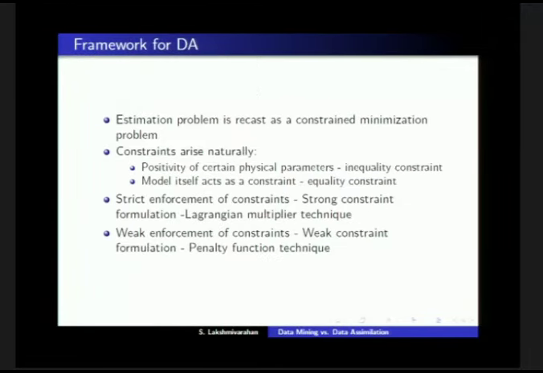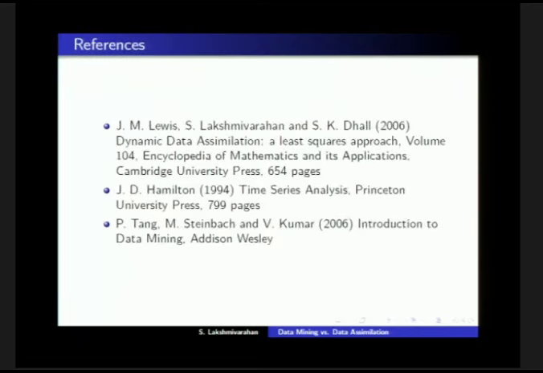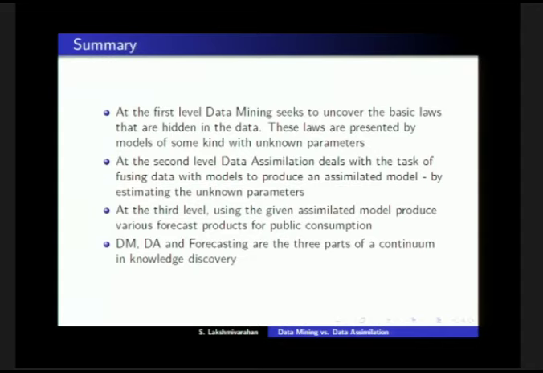I'm going to go back to the summary. At the first level, data mining seeks to uncover the basic laws that are hidden in the data. These laws are represented by models of some kind with unknown parameters. At the second level, data assimilation deals with the task of fusing data with models to produce an assimilated model by estimating the unknown parameters. At the third level, using the given assimilated model, produce various forecast products for public consumption. So data mining, data assimilation, and forecasting are three parts of a continuum.